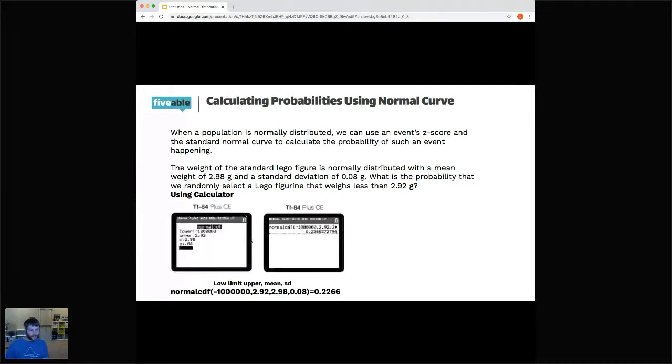Okay, so here's kind of what you're going to select in the calculator. I went to second and then distribution. This is on a TI-84. It's a little bit different on the TI Inspire. I don't have one of those, so I don't know exactly, but I know it's pretty easy, very user-friendly. My lower limit was negative 1 million. My upper limit was 2.92. That was the point of my Lego figurine. The mean was 2.98 and the standard deviation 0.08. I hit enter, and it gave me this on the regular calculating screen. Then I pressed enter again to calculate, and it gave me the same answer as the z-score table.